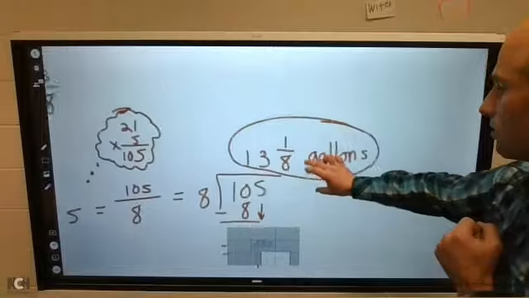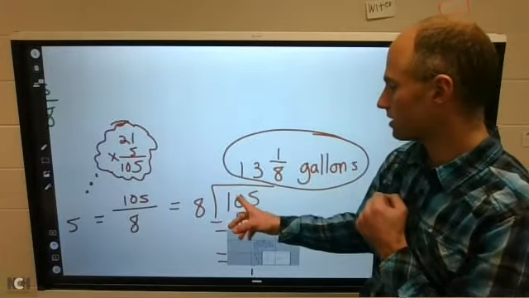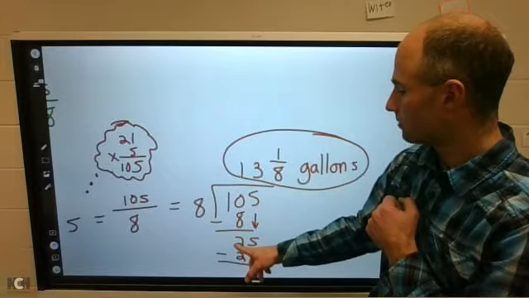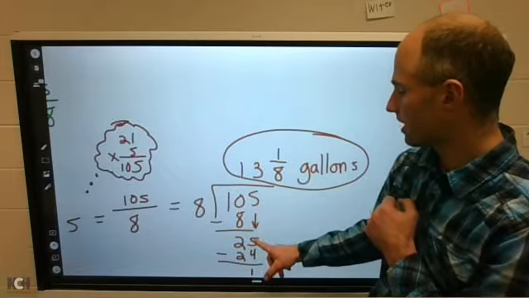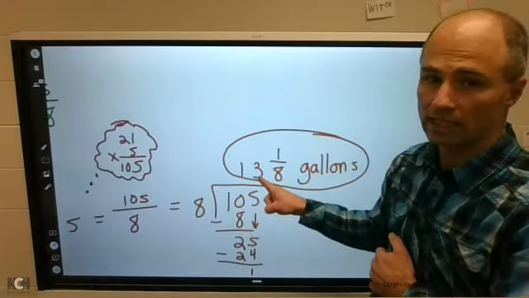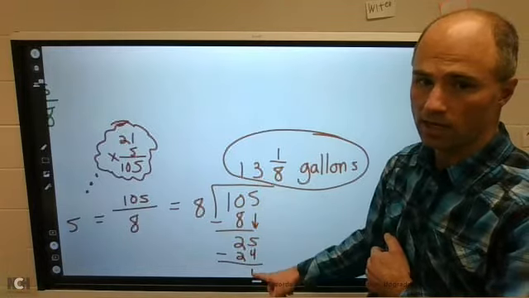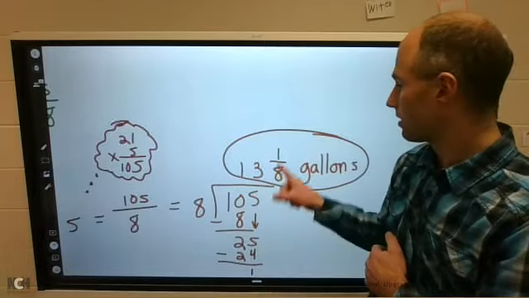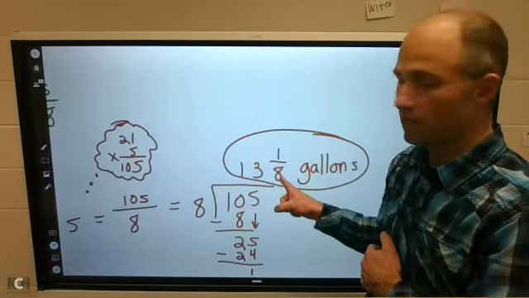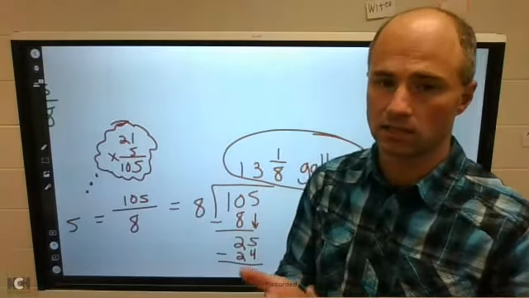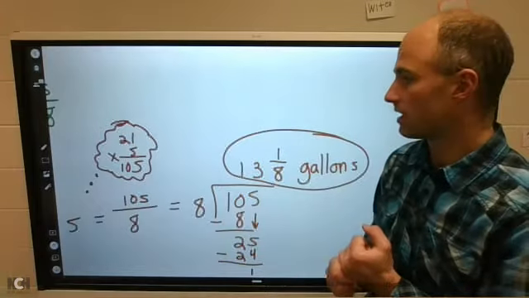I'll use standard algorithm. 8 goes into 10 one time. I get 8. I subtract, I get 2. I bring down my 5. I get 25. 8 goes into 25 3 times. I subtract, I get 1 remainder, and then 8 as my denominator. 13 1/8 gallons.